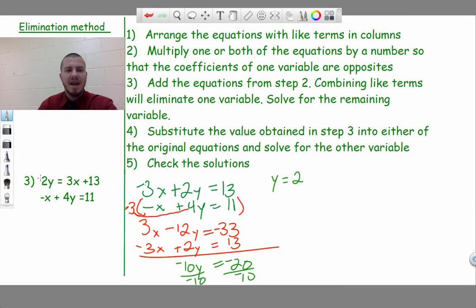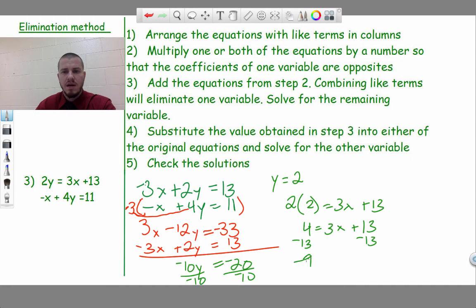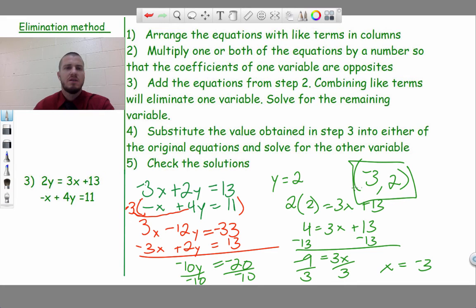So I'm going to use that in one of these equations. I'll pick the first one. It doesn't matter which one. Understand I'm plugging it in for the y. So 2 times 2 becomes 4 equals 3x plus 13. And then solve for x. Subtract 13. Negative 9 is equal to 3x. And divide by 3. And x is equal to negative 3. So I have the point x is negative 3, y is 2. That is the solution.